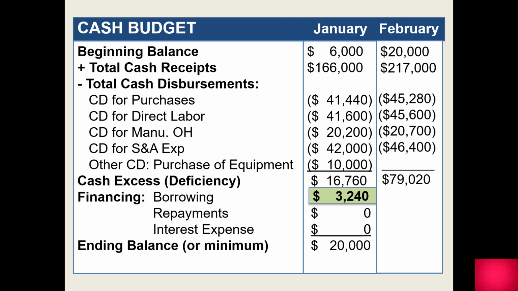Now, because that is well above our minimum, we know that we will not be borrowing funds. We will not be repaying anything since we don't begin repaying our note until next quarter. We will have an interest payment of $16, which will leave us $79,004.